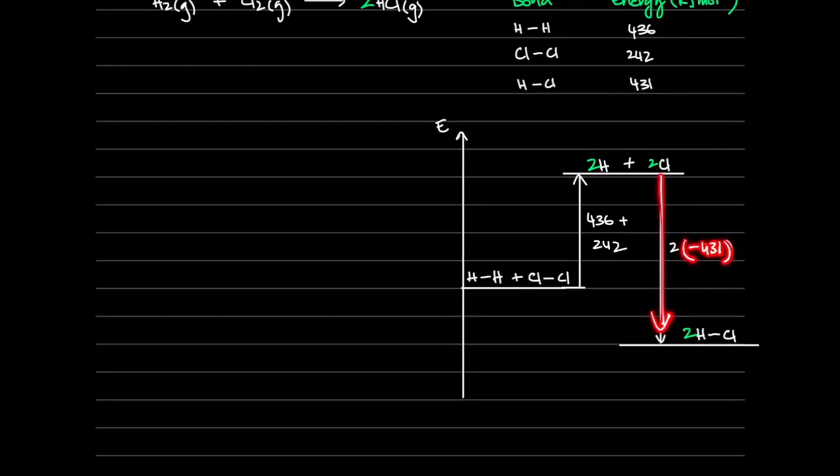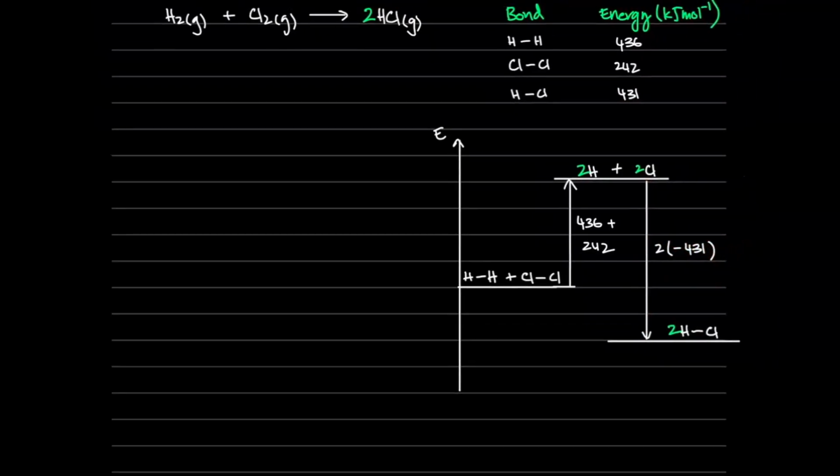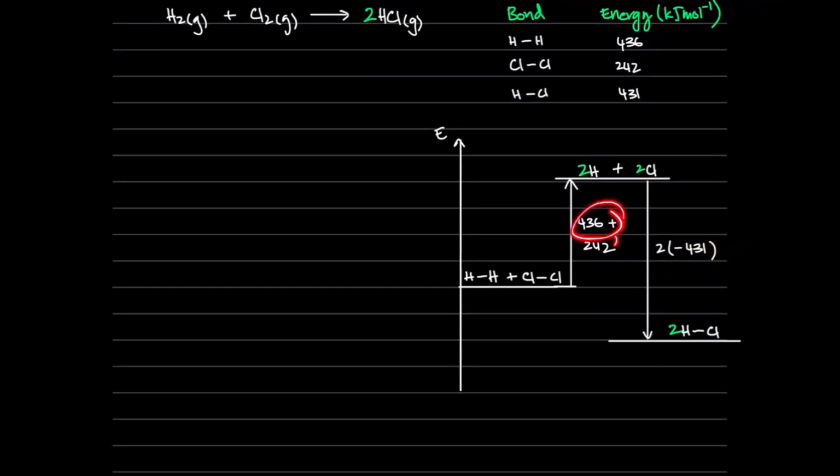It will be downwards because it's exothermic. Okay, so what's your overall enthalpy change? It's 436 plus 242, and then plus 2 times minus 431.